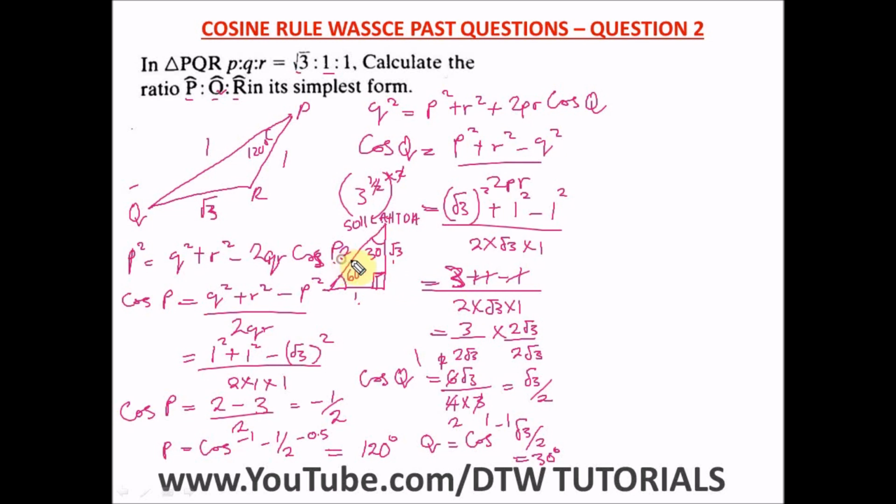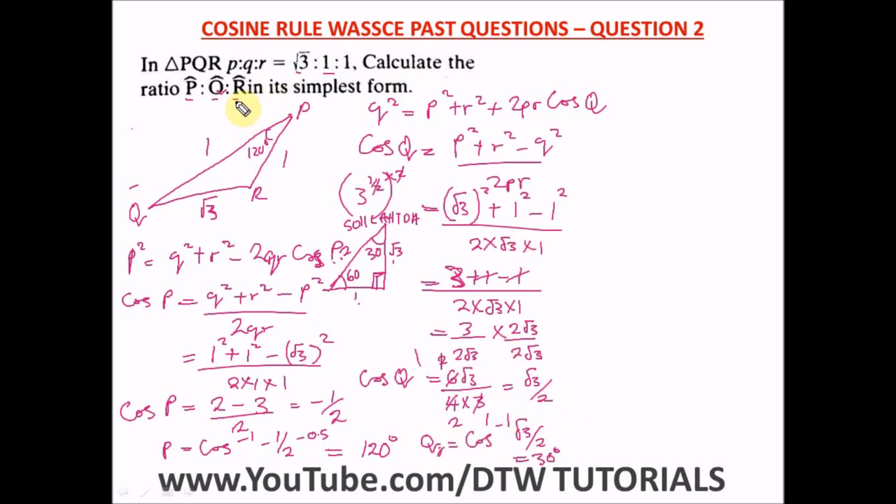Over 2, sorry, over 2, okay? So you can see why I came here, because we have a cos inverse of root 3 over 2, which gave us 30 degrees. Just have this at heart, just in case you're playing around with trigonometric ratio.